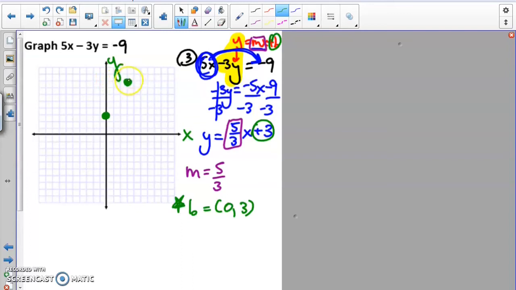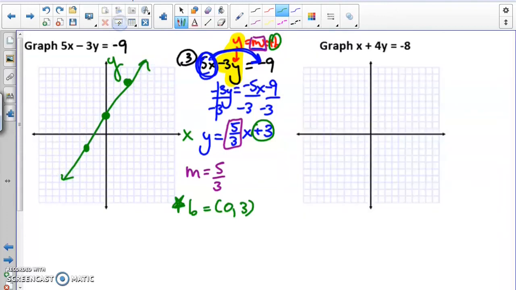But if you notice, I can't go up and right anymore. So I'm going to have to go back down to my original point and go down 5: 1, 2, 3, 4, 5, and left 3: 1, 2, 3. Because down is negative and left is negative, and two negatives make a positive. Make a long line, arrows on each end. Perfect. Now we've got one last example for us.